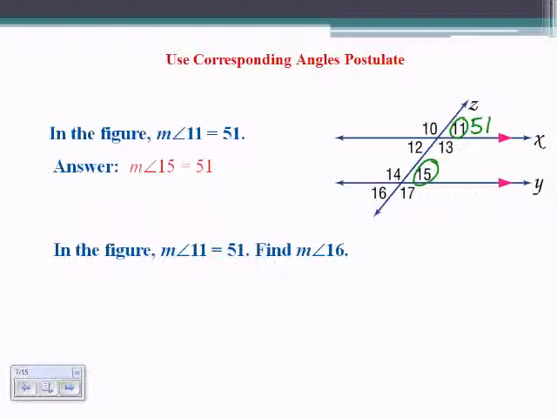In the figure, measure of angle 11 equals 51. Find the measure of angle 16. Okay, we know that we have 16 here, and we have angle 11. Angle 11 equals 51. Angle 16 also then equals 51 by the alternate exterior angle theorem. So that's just applying the rules that we had before.